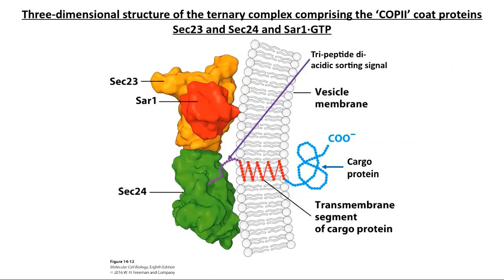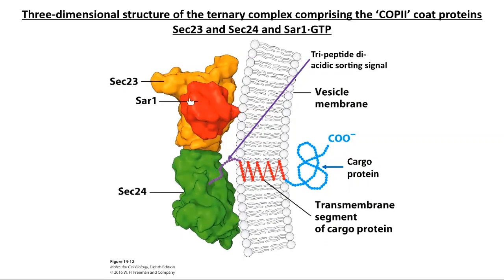So why are Sec23 and Sec24 important? Obviously, if you see the crystal structure, this is the three-dimensional structure of the ternary complex comprising the COPII coat protein Sec23, Sec24, and SAR1-GTP.